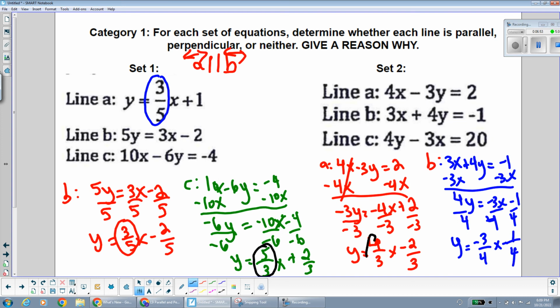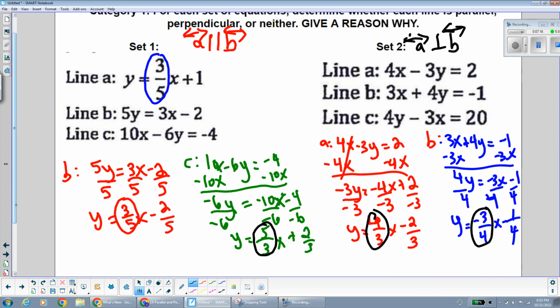So I already see line A has a slope of 4 over 3. Line B has a slope of -3 over 4. Notice that these are opposite reciprocals. To get from the slope to the slope, the fraction flips and the sign changes. So I'm going to write line A is perpendicular to line B.